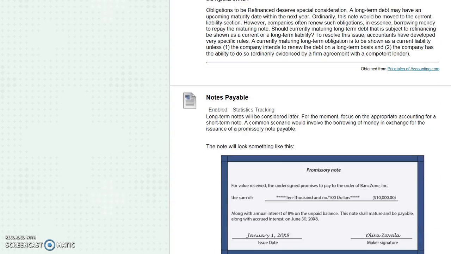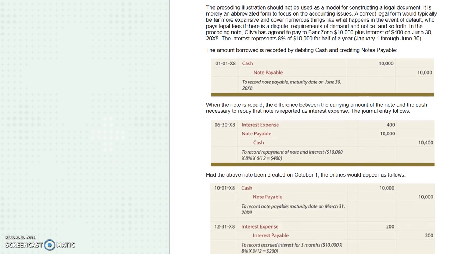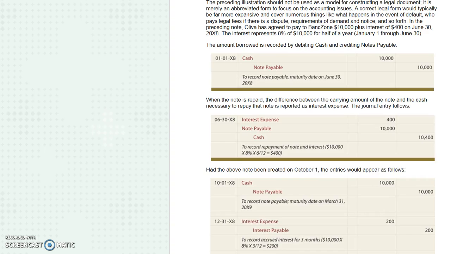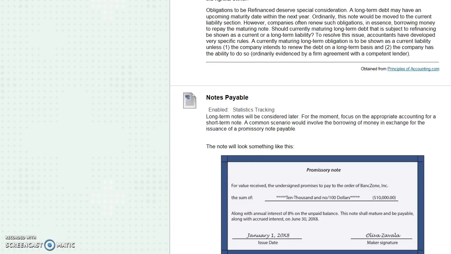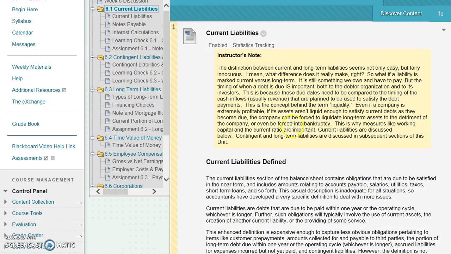The key item to remember on notes payable is this: you're going to have the dollar amount, the interest rate, and a period of time. This interest rate is always stated at an annual rate. So that 8% on $10,000 would be for an entire year. In this particular case, we're only borrowing the money for a half year. When you pay back the note, you have to remember to multiply by that full year interest, but then take half of it because it was only half a year. So interest rates are always stated annually.